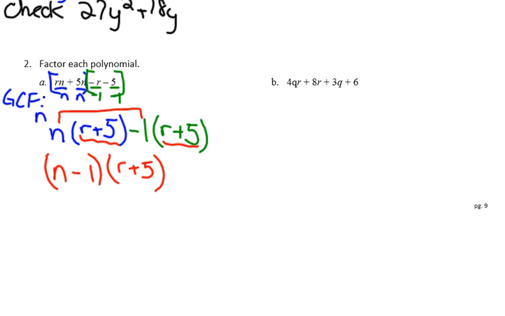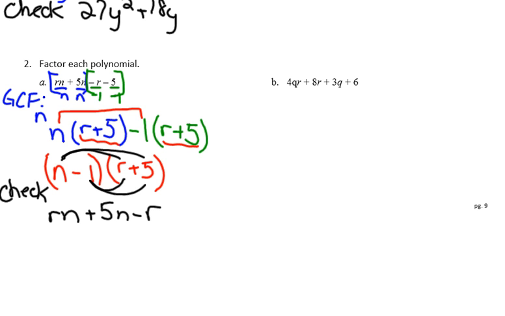It looks a little different, but I can put those together, and the R plus 5 stays in parentheses. If you were to go through and multiply out, I'm going to show the check, just so that you can believe me. I have to do my distributive property. N times R is Rn. N times 5 is 5n. -1 times R is -R. -1 times 5 is -5. Nothing I can put together, but it matches what I have up front.